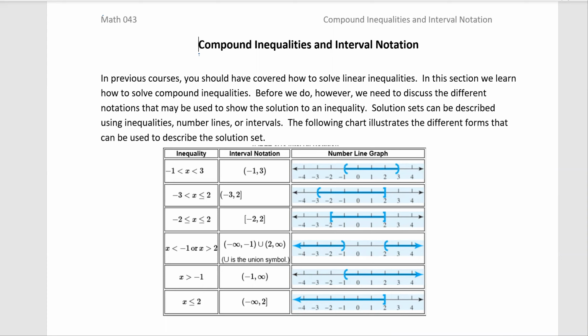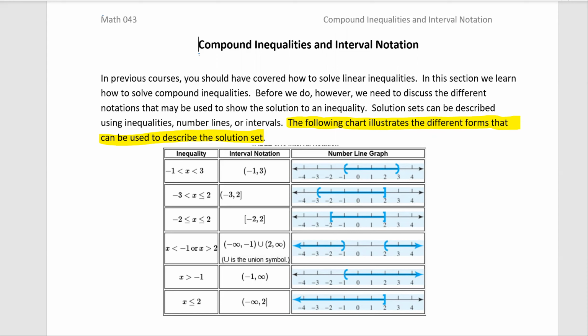You can read the top of this worksheet, but I want to point out that the following chart illustrates the different forms that can be used to describe the solution set. So in the first column, you can see how the solutions can be written as an inequality. The second column is the interval notation, and the third column is the number line.